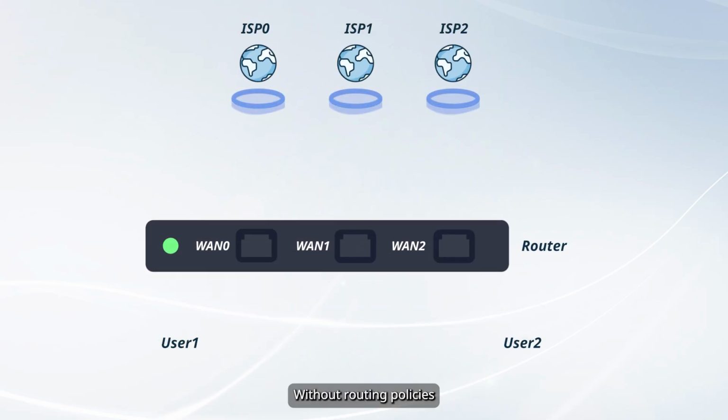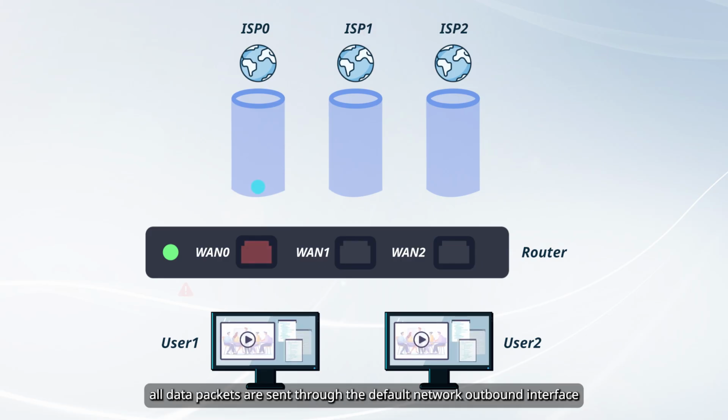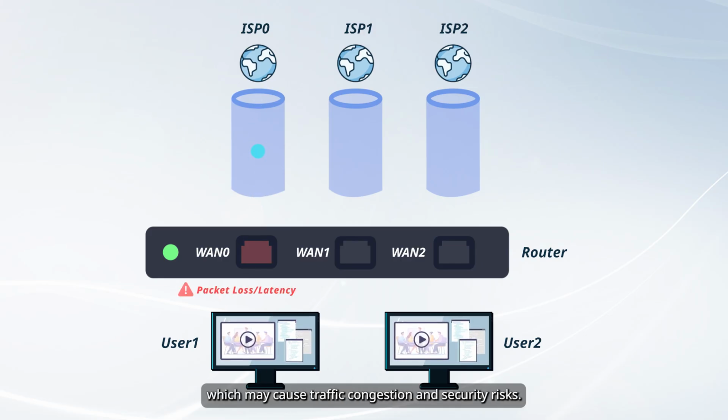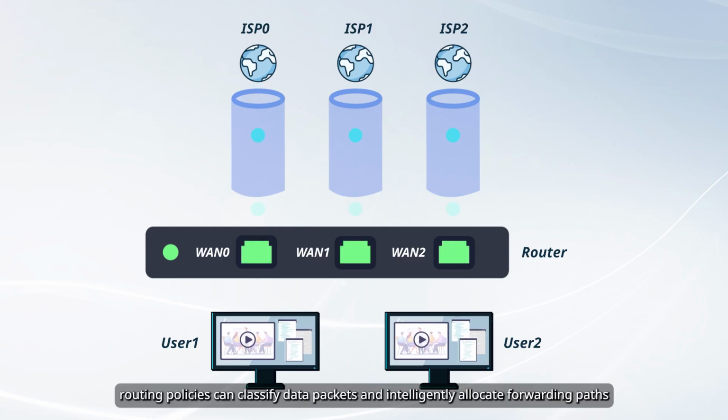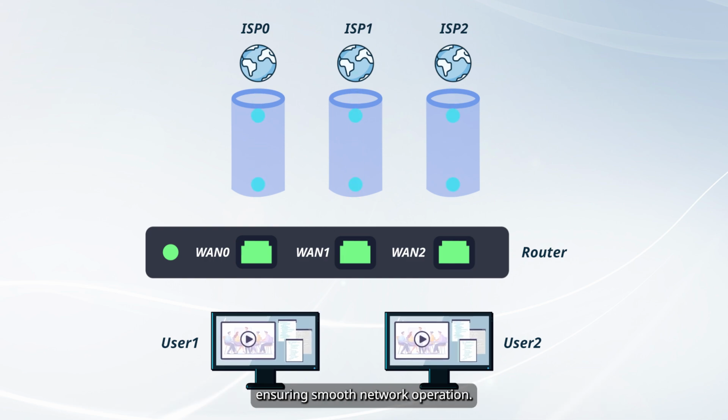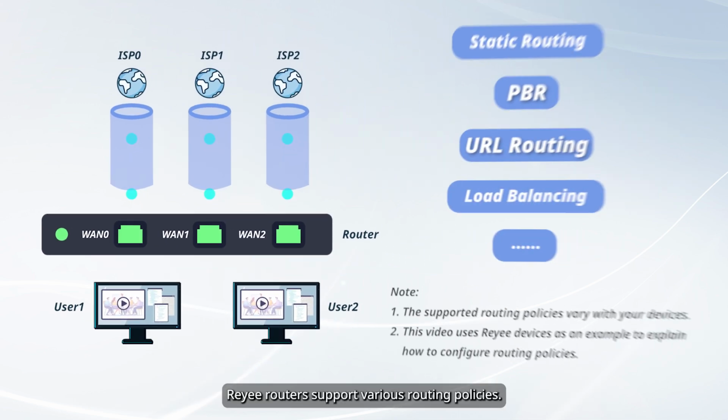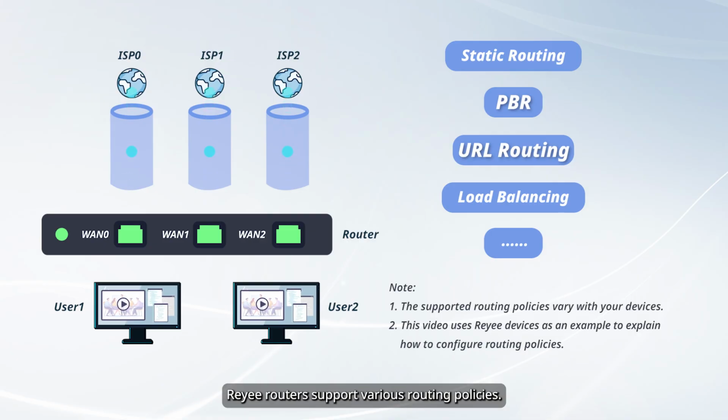Without routing policies, all data packets are sent through the default network outbound interface, which may cause traffic congestion and security risks. In the multi-WAN scenarios, routing policies can classify data packets and intelligently allocate forwarding paths, ensuring smooth network operation. Ruijie routers support various routing policies. This video introduces PBR and URL routing, as well as their configuration methods.